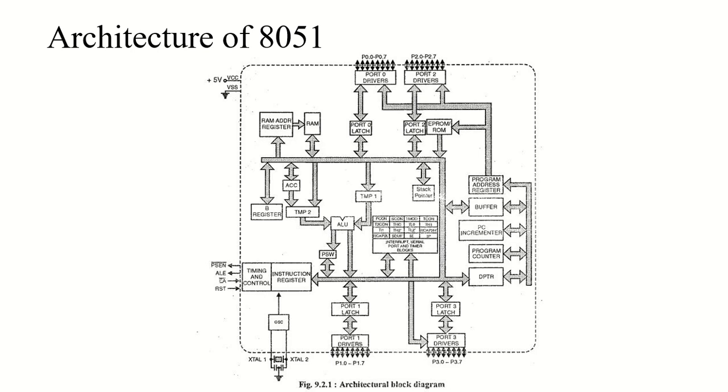And now interestingly, port 0 and port 2 connect to the program address register, and port 1 and port 3 connect with the instruction register and data pointer. Now how and why they connect, that we are going to discuss in architecture and pin diagram in detail.